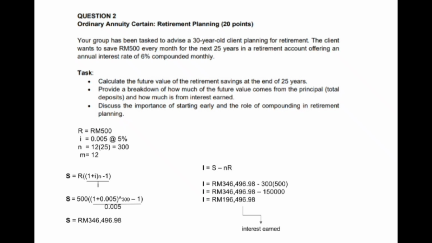Then we want to find the interest earned. The formula for interest earned is I = S - nR. Put the amount in the formula, then use a calculator, and we get the amount of interest earned. The amount of interest earned is 196,496.98.